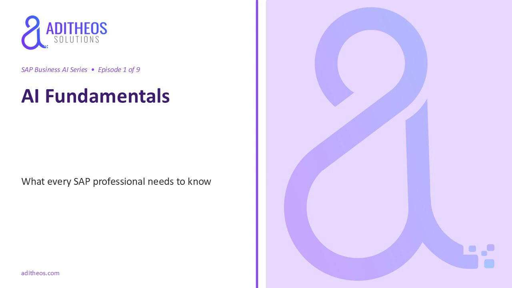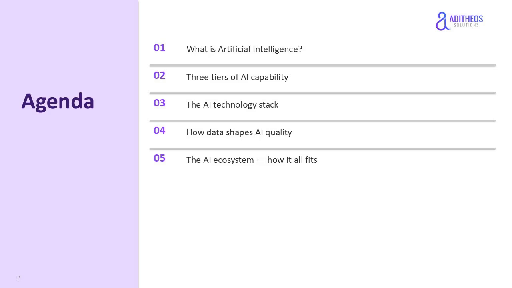Before you can make sense of SAP Joule, the Generative AI Hub, or agentic workflows, you need a solid grounding in what artificial intelligence actually is. Not the marketing version, the practical understanding that helps you ask better questions and make smarter decisions. Let's get into it. In this episode, we're covering 5 things.